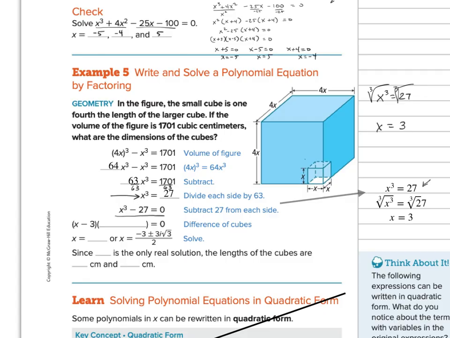They talk here in this example about an imaginary number. I don't need that. I'm talking about measurements, the length of something. I cannot have imaginary length. I need a real number. Since 3 is the only real solution, the lengths of the cubes are 4 times 3, which is 12, and then 3, the lengths of my two cubes.